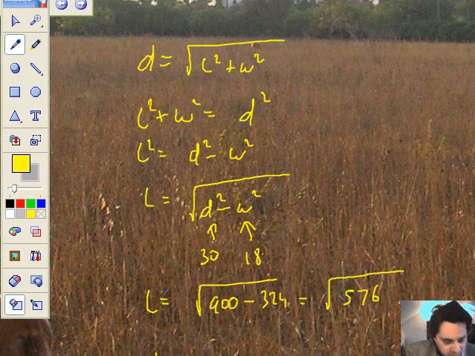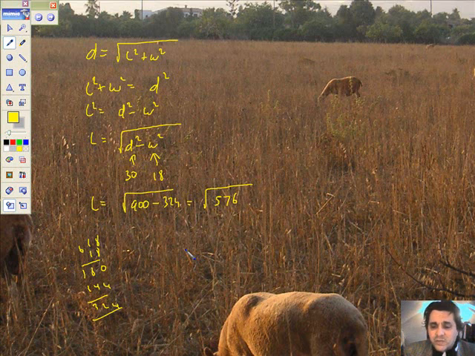I haven't got a clue what the square root of 576 is. I'm going to use a calculator. Can I guess what that is? Well, 20 times 20 is 400. 25 times 25 is 625. I don't know what 24 times 24 is. It could be okay because 4 times 4 is 16. But let's just try that. Let's see if it's 24 times 24.